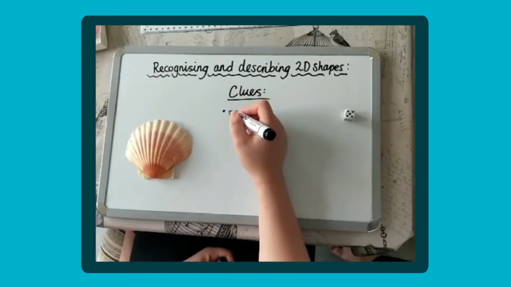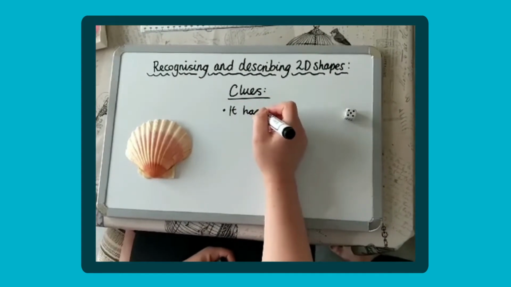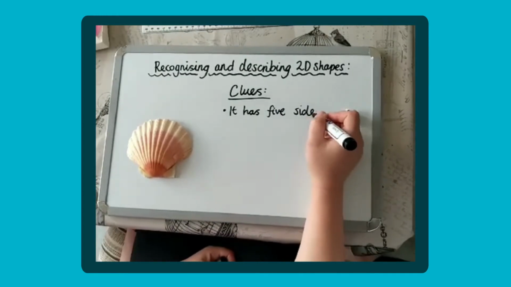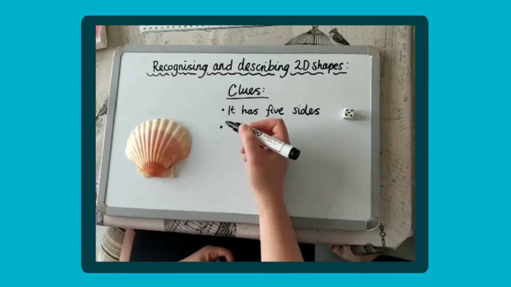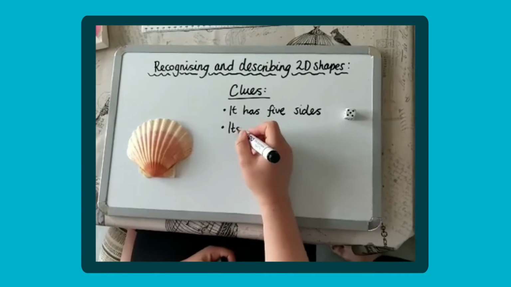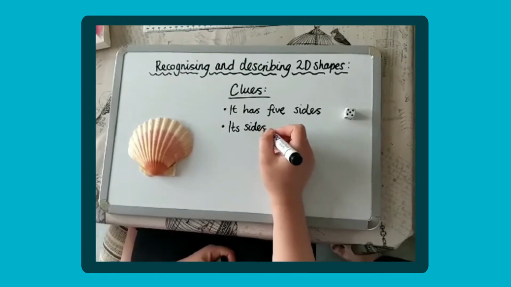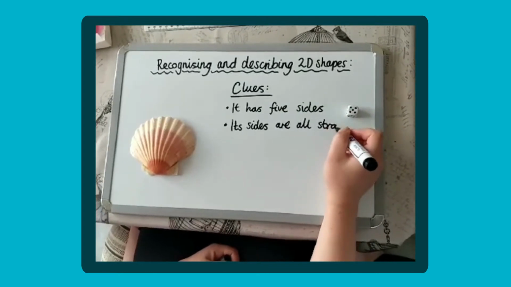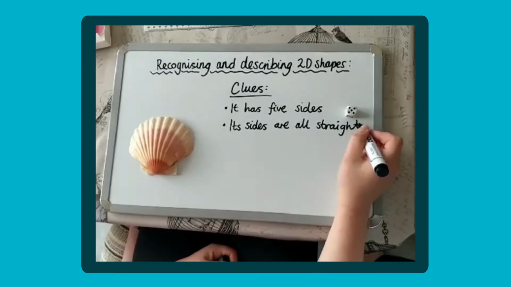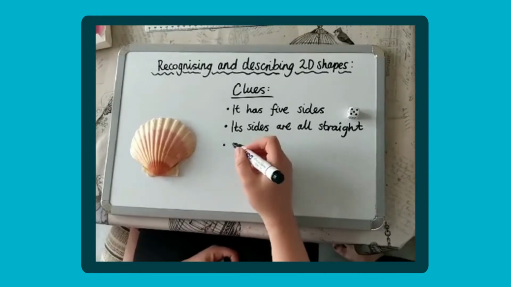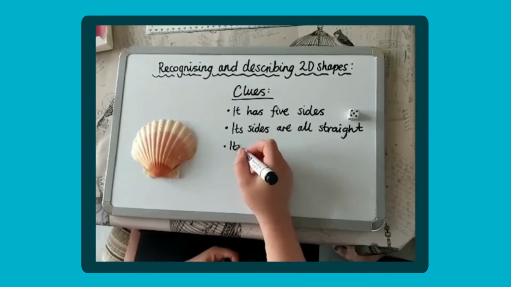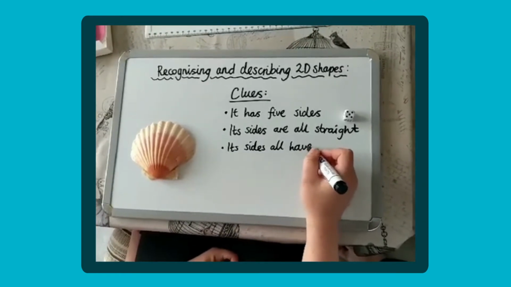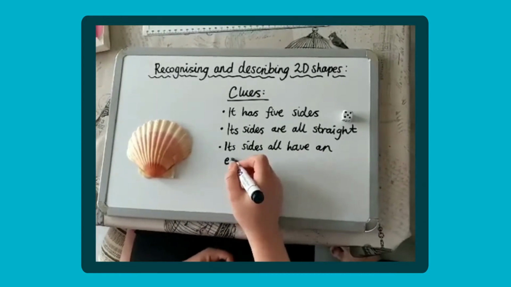So we could say it has 5 sides. For our next clue, we could say its sides are all straight. As we know it's a regular pentagon, we can also say its sides all have an equal length.